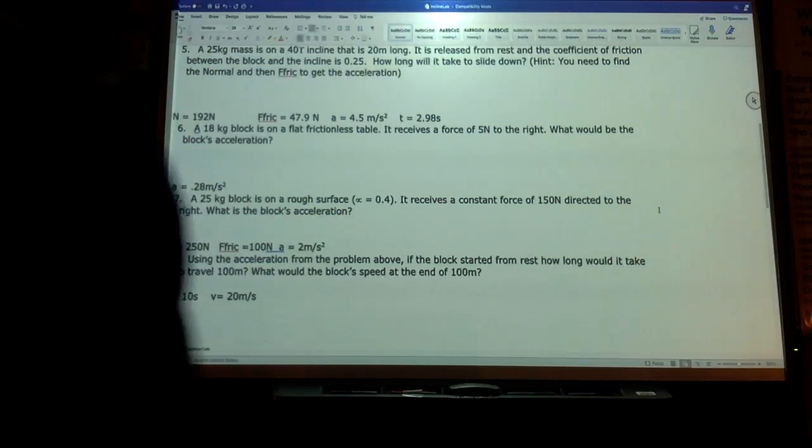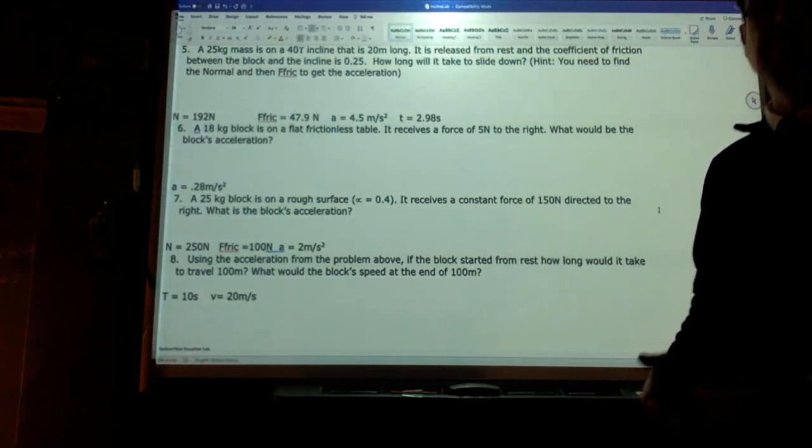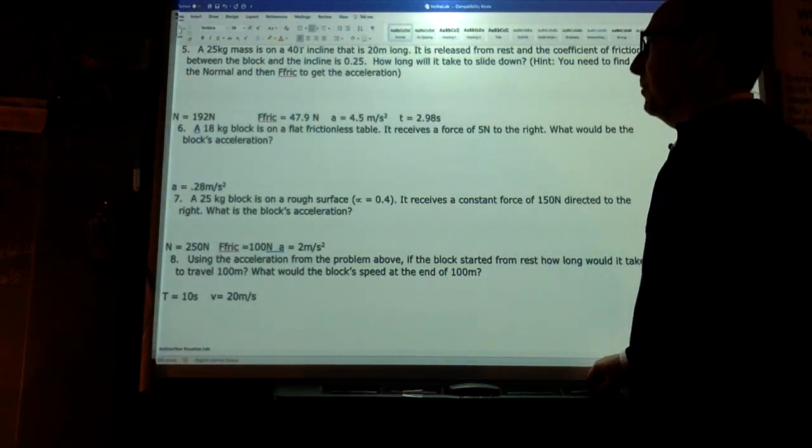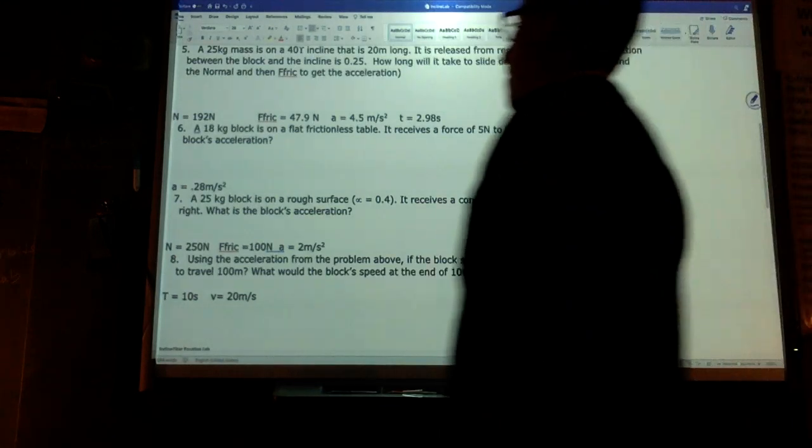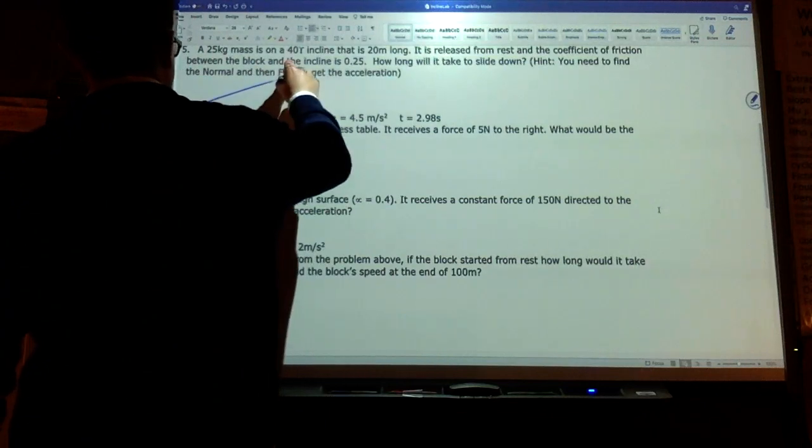All right, number 5, we have friction. This is much more complicated. With the friction one, we have a 25 kilogram mass on a 40-degree incline that's 20 meters long. I know what my coefficient of sliding friction is, 0.25. I want to know how long it's going to take.